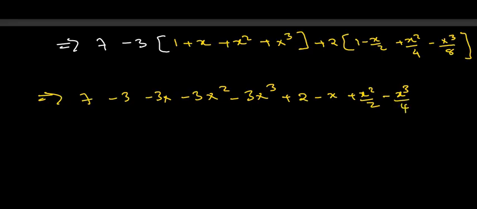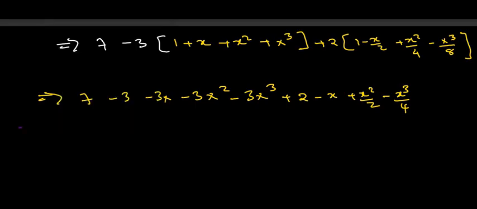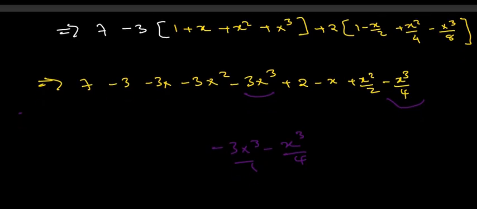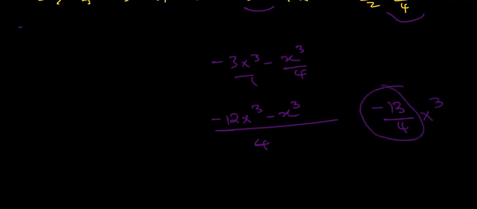We're adding terms that have x to the power 3. That's what we want. They just want the term that has x to the power 3. We'll focus on this guy, focus on that guy. Negative 3x to the power 3 minus x^3 over 4. Sum up this. So this is going to be a negative 13 over 4 of x to the power 3. So the coefficient is negative 13 over 4.